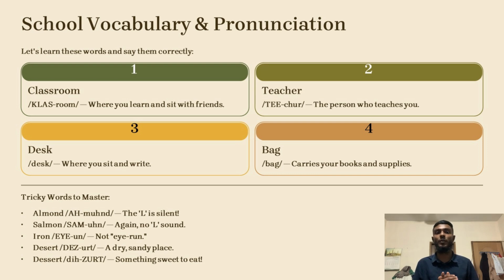Almond. Here the L sound is silent. So most people say "al-mond," but it's actually "ah-mond." The L sound here is silent. The same goes for salmon. Salmon. Also the L here is silent, right?